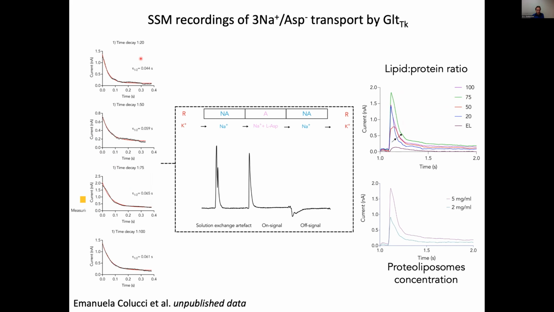And you see that on the left-hand side, you see it quantified over here. And usually this shows that you are dealing with transport rather than just a binding event. So that was actually reassuring to us. We also played around with the absolute amounts of liposomes that we added there, and you can see that when we add more, we see more signal.